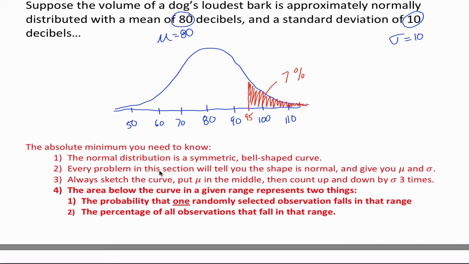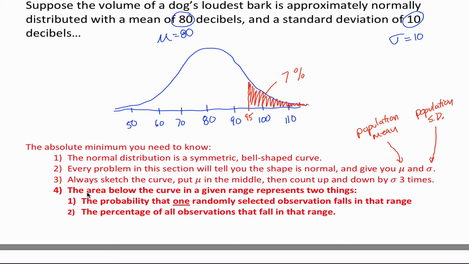Second thing, every single problem will tell you the shape is normal. That's the only shape we're studying. And it'll give you mu and sigma, the population mean. Be very nice if you knew this. Population mean is always given by this weird looking symbol mu, and the population standard deviation is always given by this little symbol sigma. Every problem has to give you those three things. That draws this shape, put the mean in the middle, count up and down by the standard deviation. That's what 3 is saying here. Always sketch the curve, put the mean in the middle, count up and down by the standard deviation.